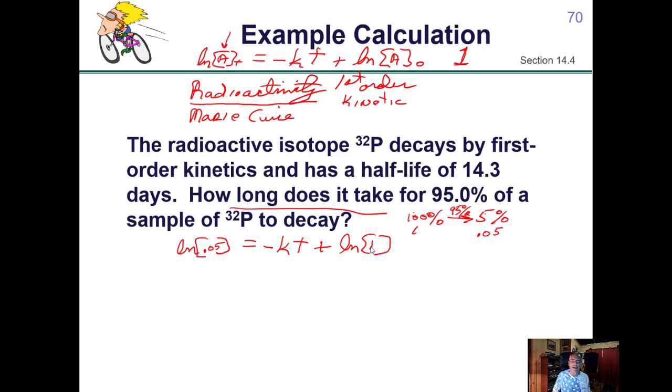But I think 1 is easier. Why is 1 so much easier? Because the log of 1 is equal to 0, and that term completely goes away when I plug 1 in there. Now I have less math to do. All right, but I still need the k value.